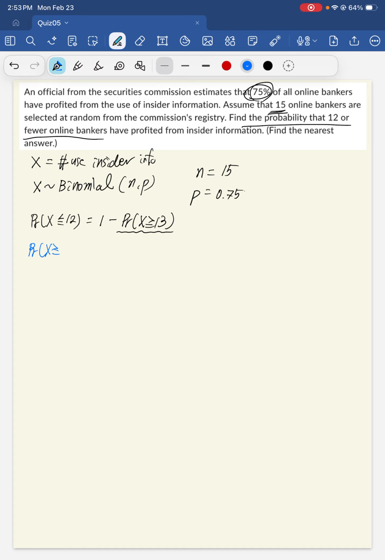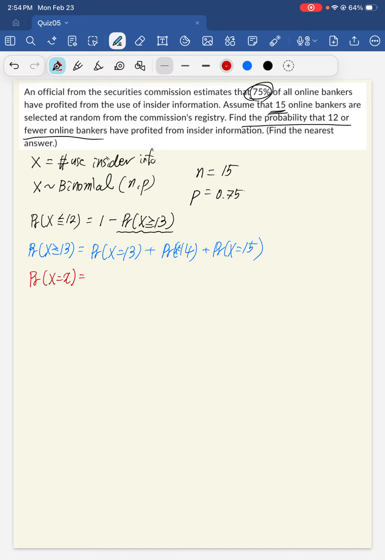The probability of X greater than or equal to 13 is the probability for 13, plus the probability for X equals 14, plus the probability X equals 15. There are only 3 possibilities, so you just need to calculate them. Okay? So how do you calculate that? We know the formula.